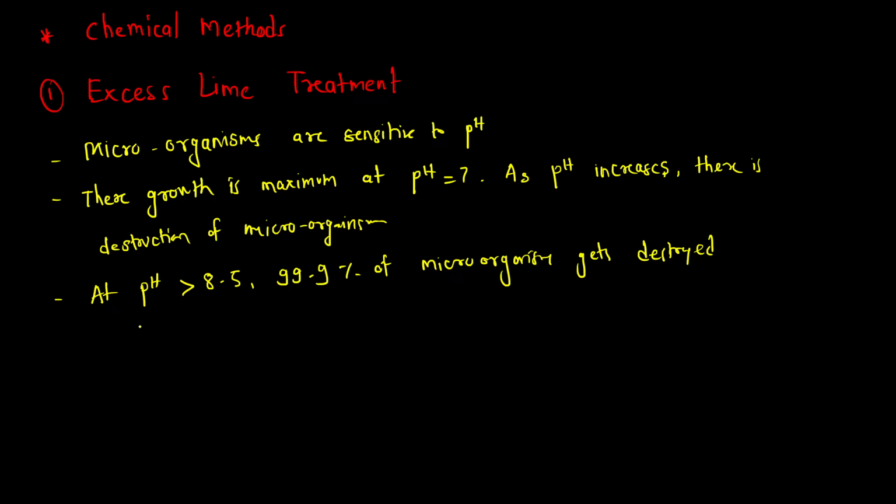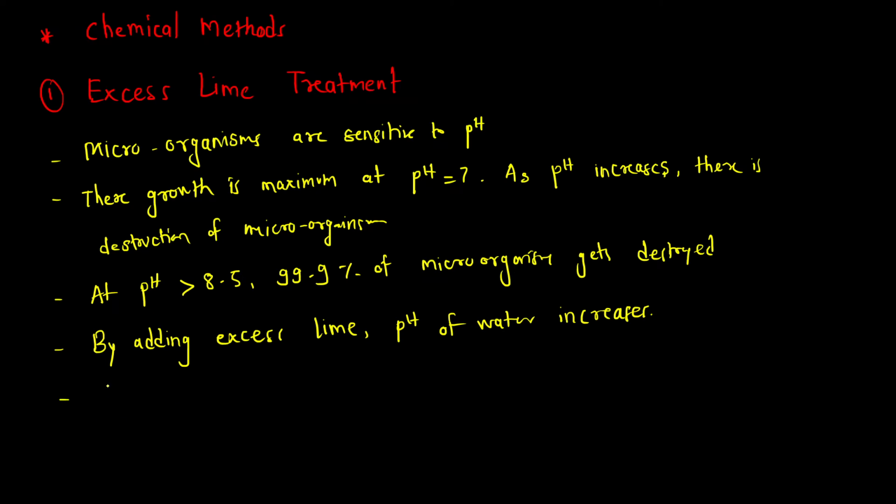So this addition of lime increases the pH of water. By adding excess lime, the pH of water increases. So what will happen if the pH increases? Microorganisms will get destroyed. But along with this, excess lime causes some milkiness to the water. As it is causing some milkiness, we are not generally using this in our regular water treatment.